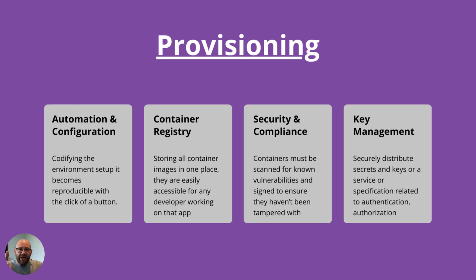And within provisioning, we have some groups of different areas. So where you saw provisioning being that whole bottom category, within that we see subsections. Firstly, around automation and configuration, codifying the environment setup, it becomes reproducible with the click of a button. So in there, we might be thinking about infrastructure as code to provision the actual environment that we want to use. If we're thinking about Kubernetes, that might be how do we build our Kubernetes cluster. Container registry, storing all container images in one place. They are easily accessible for any developer working on that application.